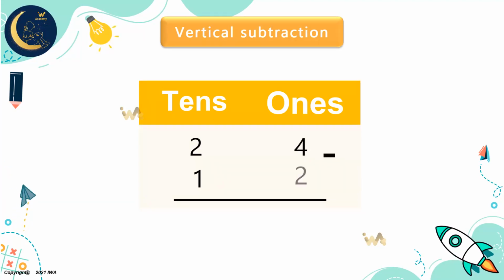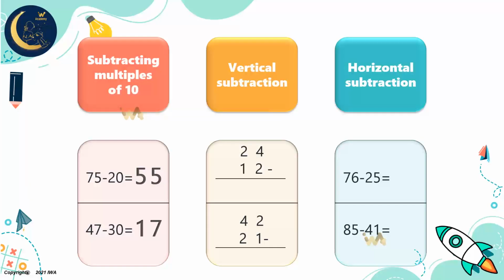4 minus 2 equals 2. Well done. Now, we will subtract the numbers in the tens place. 2 minus 1 equals 1. Well done. So the result of the subtraction is 12. Let's put the difference 12 into this part. Well done, my friends. Now, let's take the second question.